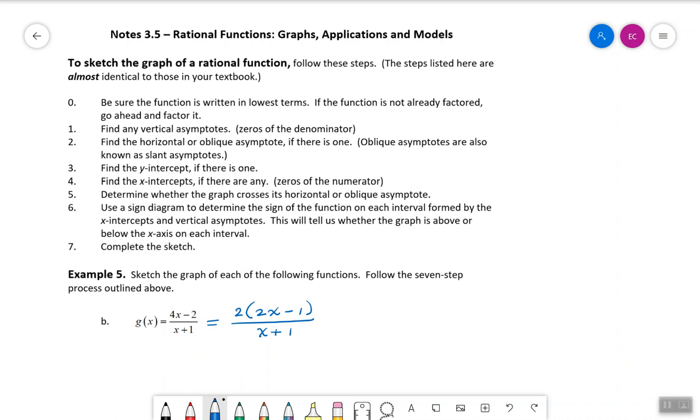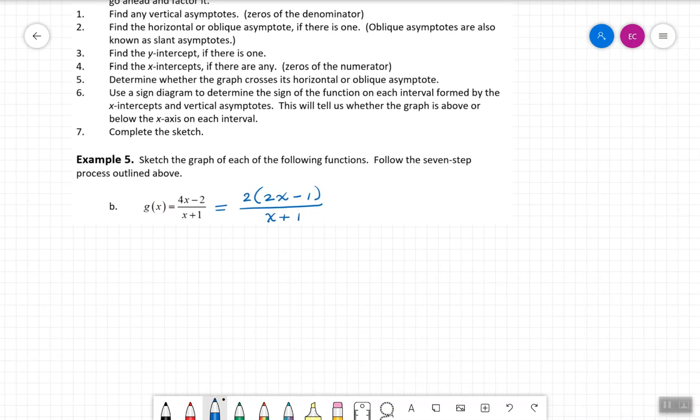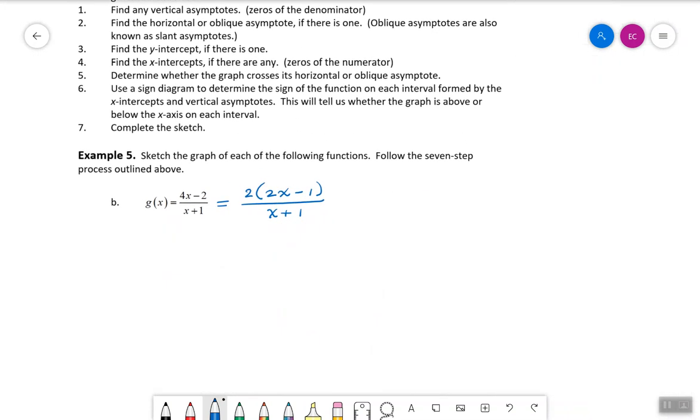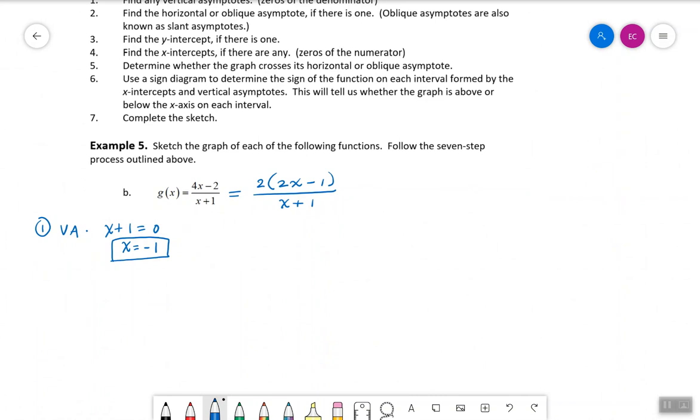In the first step, we want to find the vertical asymptotes, and after that the horizontal asymptotes. And remember, we already did that for this function in a previous video, so we'll go through it again here. Step 1 is a vertical asymptote. We just need to set the denominator equal to 0. X plus 1 equals 0 means that x equals negative 1 is the vertical asymptote.